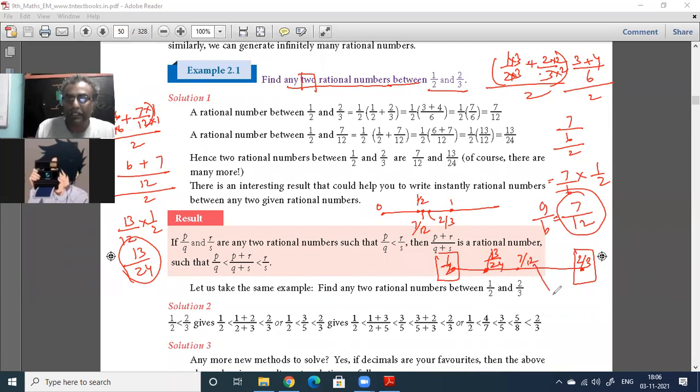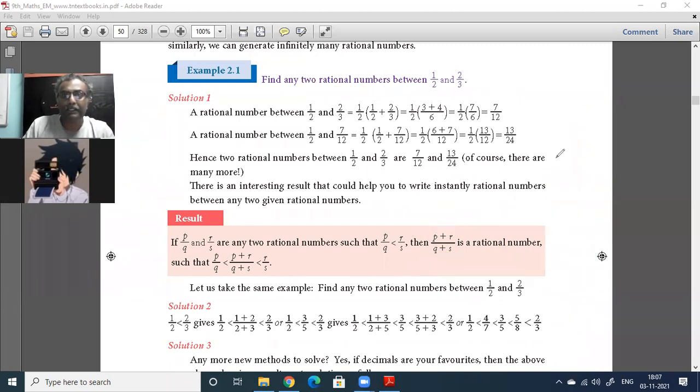The first number is A1 by B1, 7 by 12. The second number is A2 by B2, 13 by 24. You got two numbers now. You understand? Both these numbers are between half and 2/3. Very interesting. Like this, you can keep on finding rational numbers between half and 2/3. So there is an interesting result here. You can instantly write rational numbers between any two rational numbers. Just find the arithmetic mean and put it there. Very simple.